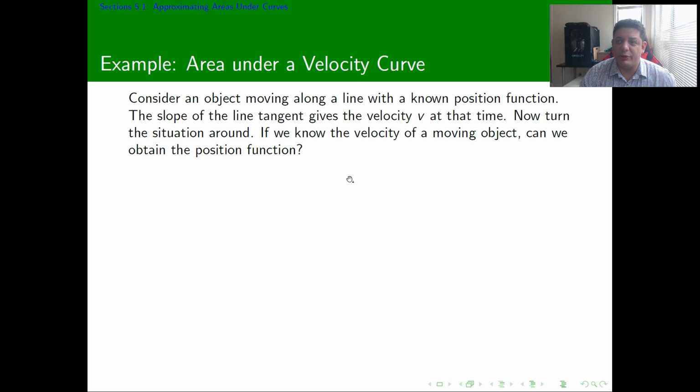Now, if we turn the situation around, what happens if we have the velocity of a moving object? Can we obtain the position? Well, the idea of the antiderivative tells me that yes, but then what will be the meaning of it?